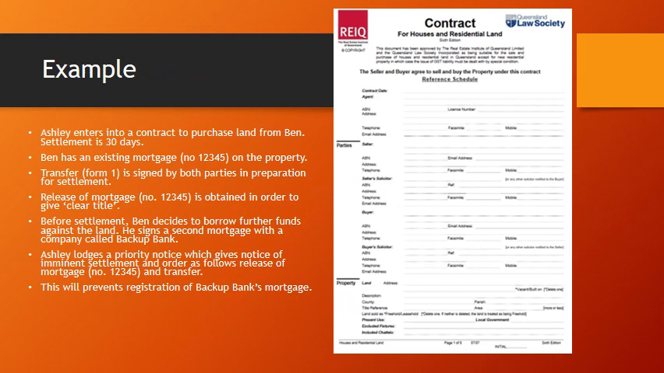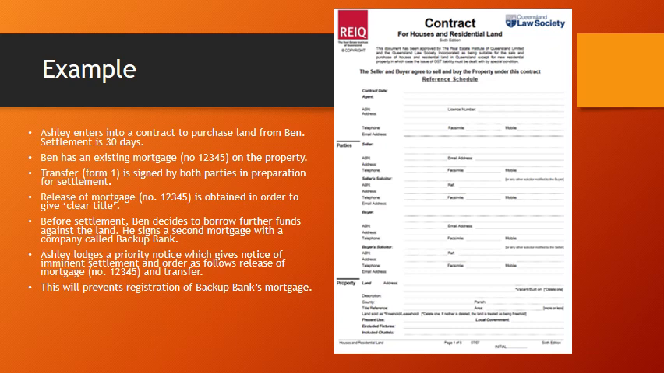So here's a quick example. We have Ashley entering into a contract to purchase land from Ben. You can see there on the right-hand side the contract for houses, residential land. It's a standard contract, which you may have seen before in this course. We'll say Ben, for example, has an existing mortgage. Let's give it a number, 1, 2, 3, 4, 5. Then that land is about to change hands from Ben to Ashley. So a transfer form 1 needs to be signed between the parties. That'll be the first dealing that we're talking about in the Land Title Act system.